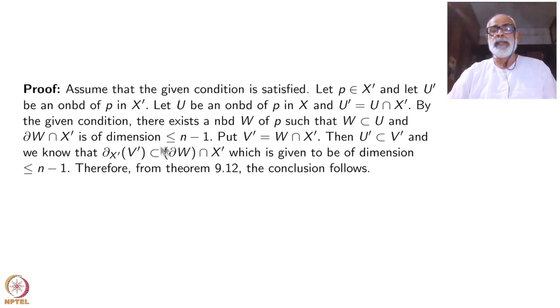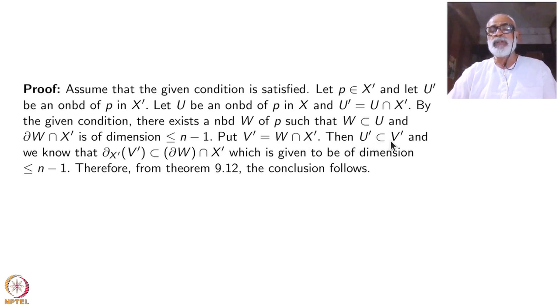Then by the given condition, you have a smaller neighborhood W of P such that W is contained inside U, and the dimension of W intersection X prime is less than or equal to n minus 1. This is the stated condition in the theorem.